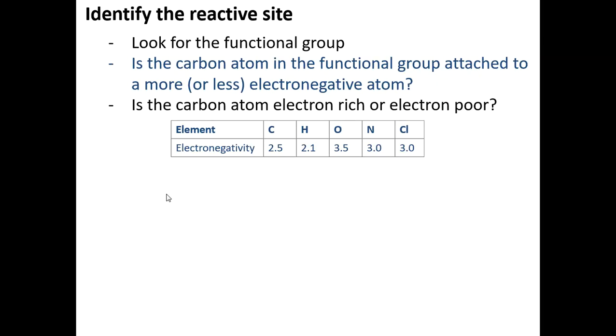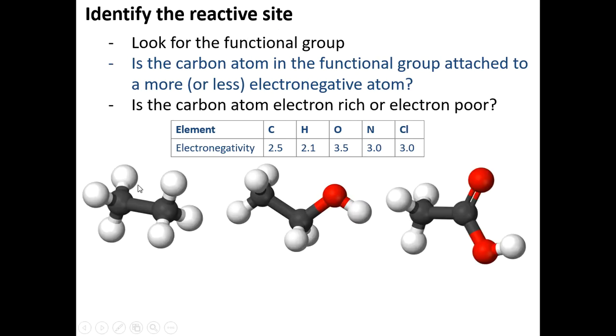Kia ora. For our fourth tip, we're going to identify the reactive site to help us make sense of organic reactions. So here what you do is you look for the functional group. For example, if we use these three examples, the functional group, it's alkane, carbon-carbon, single bonds, carbon-hydrogen. Here it's the alcohol, here it's the carboxylic acid.